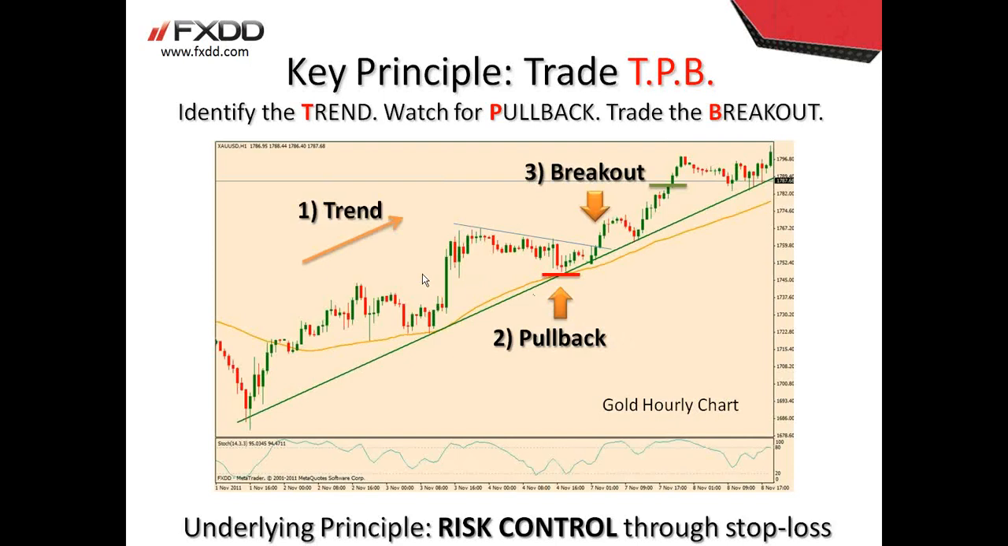Now, this is an hourly chart of gold that was taken a while back. But here we have an uptrend in the form of this uptrend support line, this green line right here. Also, I believe this is a 50-period simple moving average, but that's another way to set the trend or to look at trend. So we've got a trend line right here that talks about the first part, which is identify the trend.